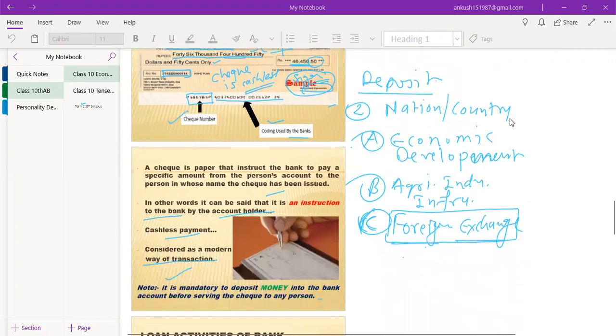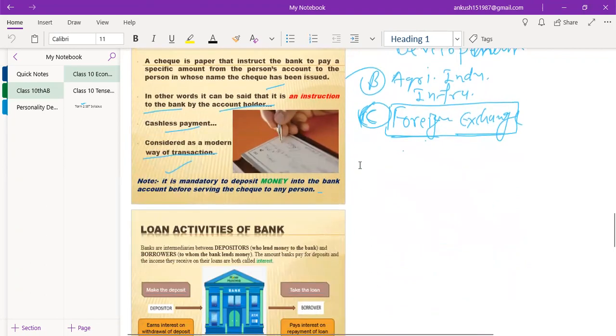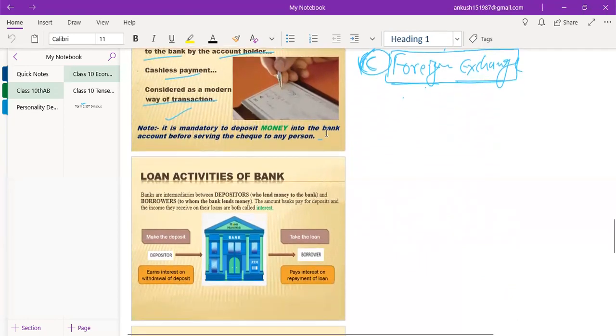So what deposits can do was also discussed over there, and how they help in a nation's economic development. Most of the money is used in agricultural and industrial areas and infrastructure. Sometimes the government can also take a loan from the bank, which can be used in the development of infrastructure, and it would be repaid by the government to the respective bank.